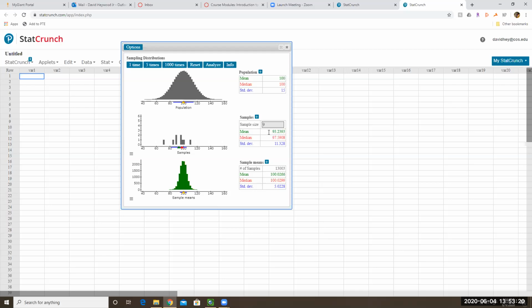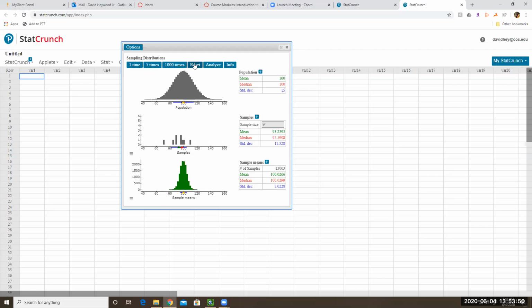That's interesting, right? Because we said that the standard deviation of the sample means would be the population standard deviation divided by the square root of the sample size. Well, 15 divided by the square root of 9. Square root of 9 is 3. 15 divided by 3 is 5. Sure enough. Okay. So there's that one.